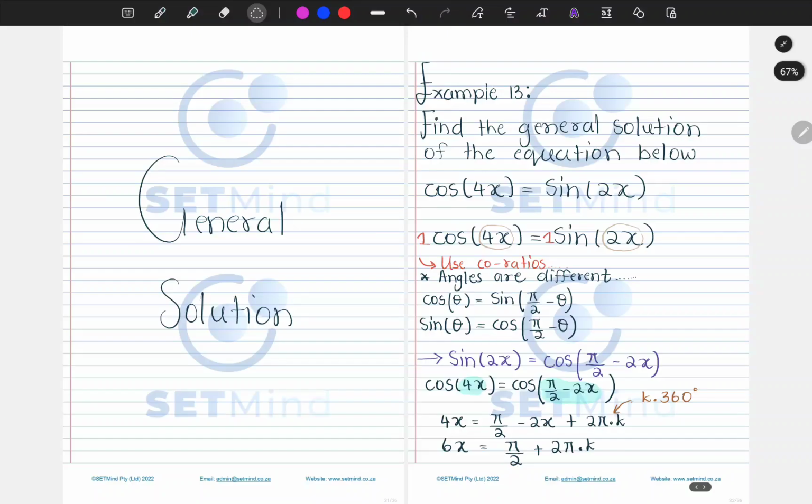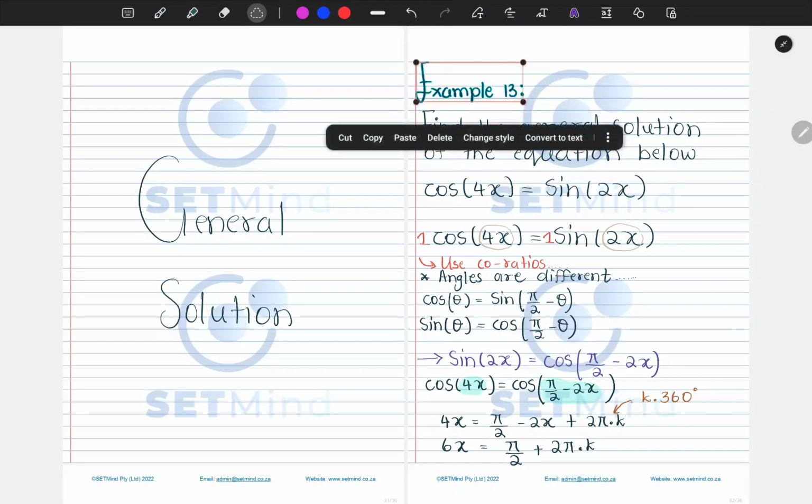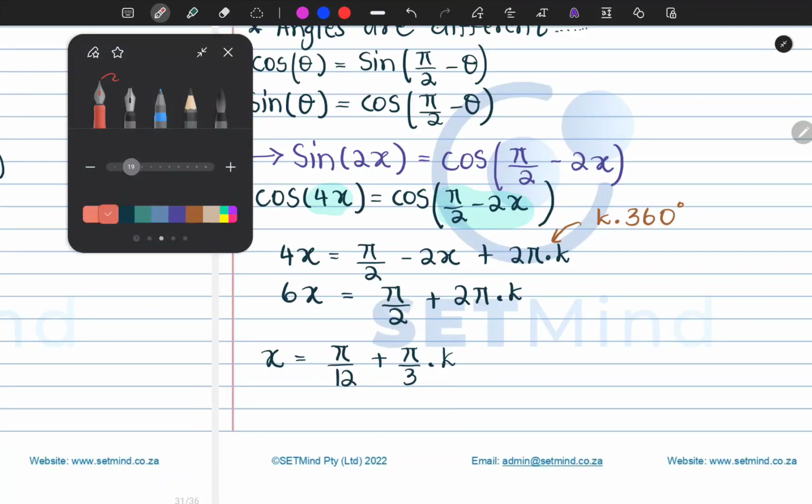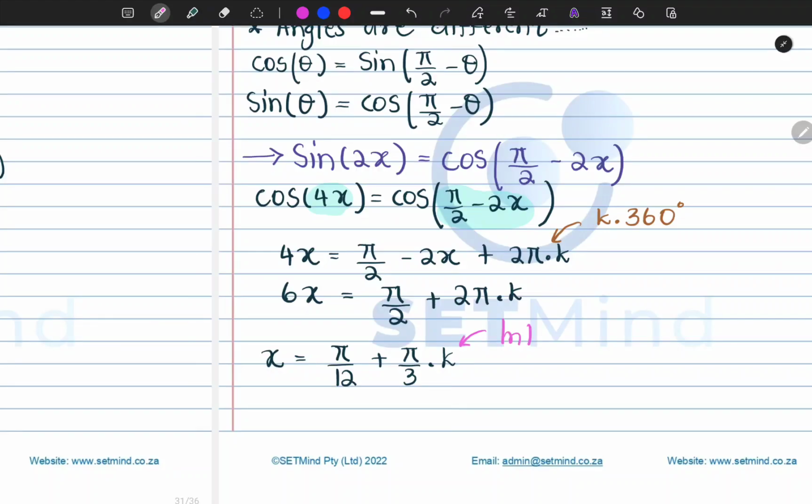Okay, so let's make some space, start dividing and finish this up. You will see that your x will be, when you divide by 6, pi over 12. And then plus, if you look carefully, when you divide by 6 there, the 2's will cancel. So you'll be left with pi over 3 multiplied by k, where k is an integer. So that is essentially your answer.